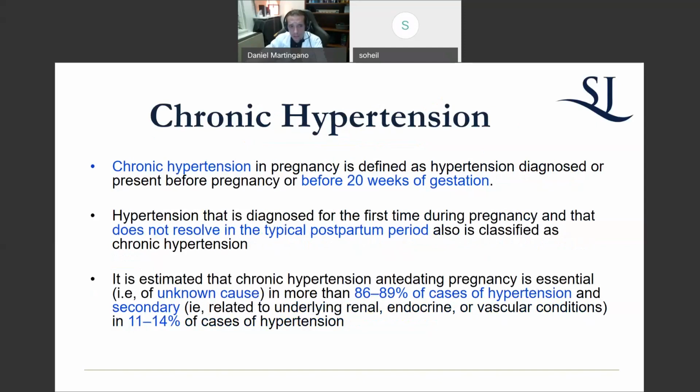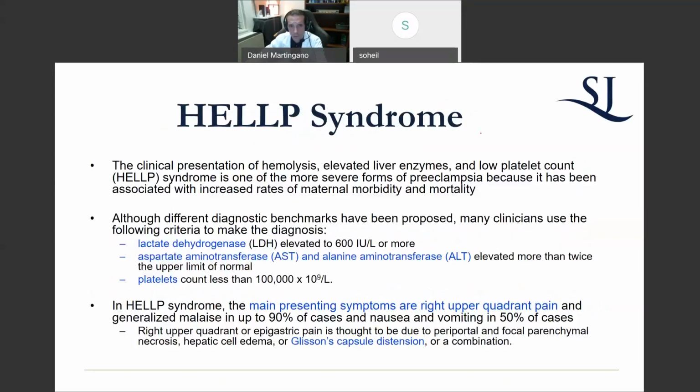I'll talk about chronic hypertension next, but the final road in your pregnancy-induced hypertension is HELLP syndrome, okay?